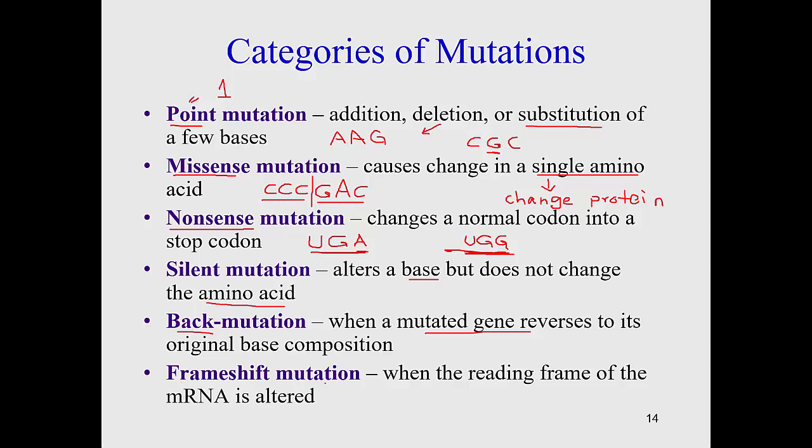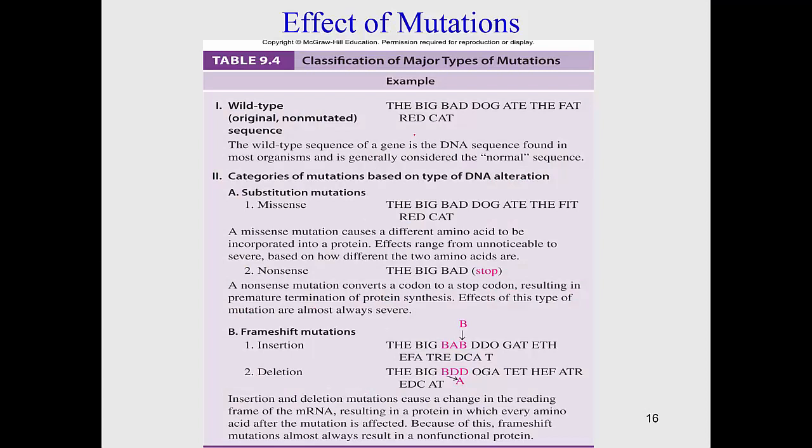Frame shift mutation is when the reading frame is changed. So let's look at this guy again. The big bad dog ate the fat red cat. Remember, in a frame, you're always reading 3 letters at a time. If you have a deletion, one base gets deleted, this guy got deleted. The A is out. You're still going to read it 3 at a time. So you're going to now read the big. The A is gone, so it'll be BDD, then OGA, then TET, then HEF.